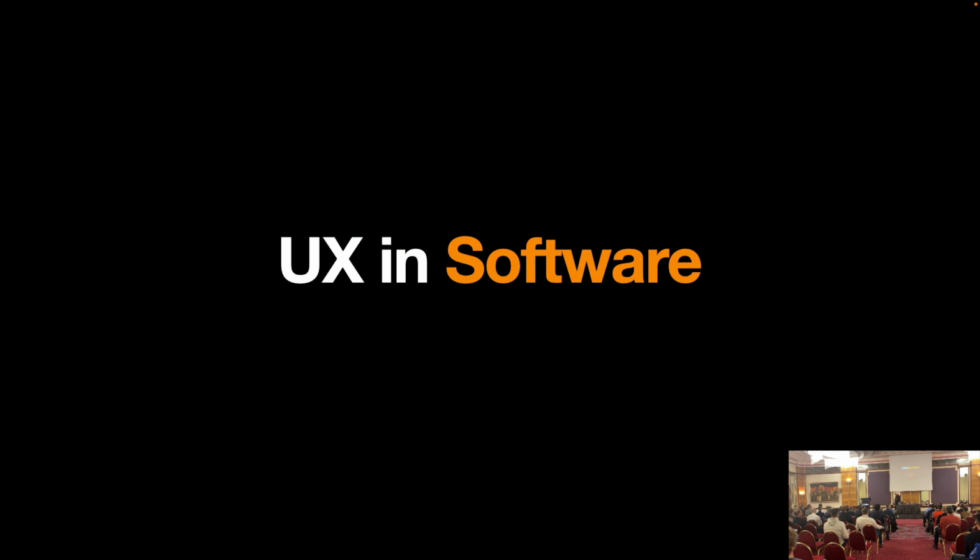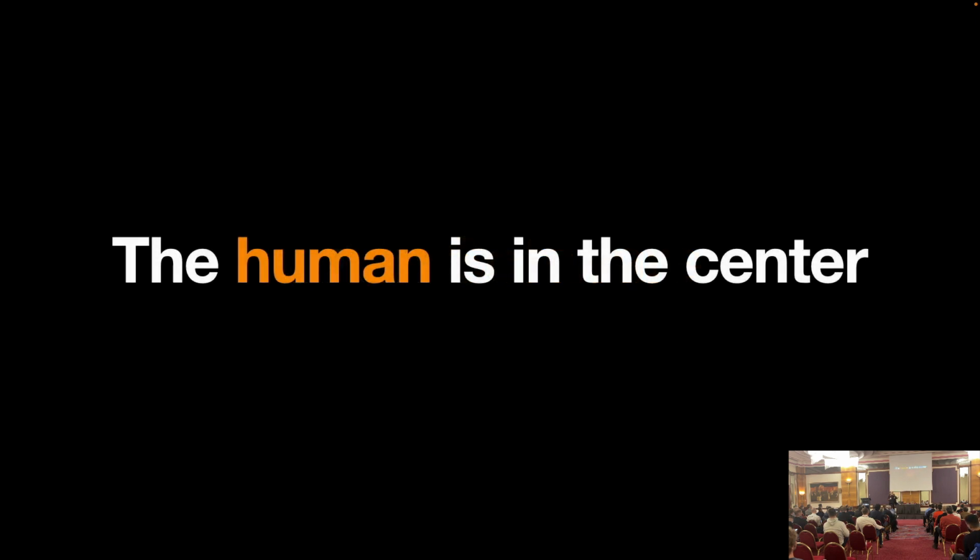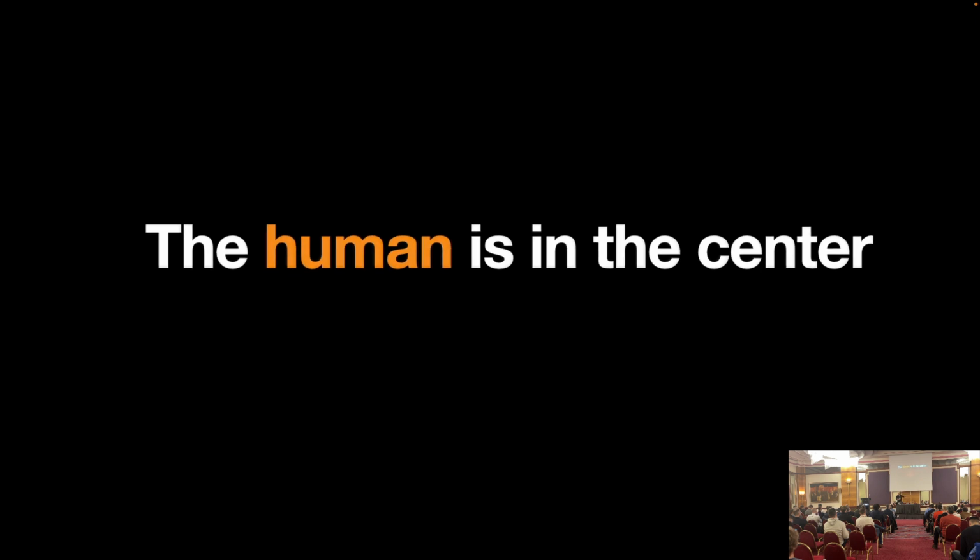Chapter 2, let's find out about UX design in software. Now we're focusing on software. The most important thing: the human is in the center of everything for UX design. Not the software. We don't care about the software, we care about our users, our customers. You make software for people, do you? So you're not making software for machines, not yet.